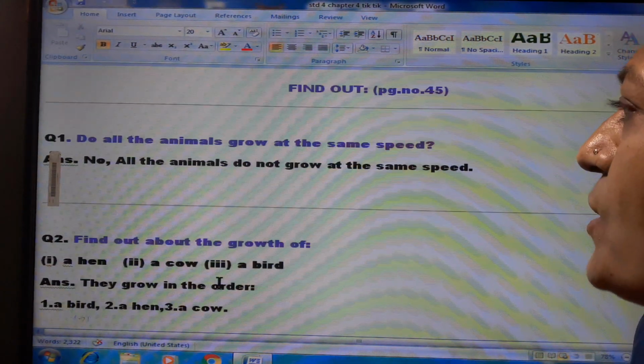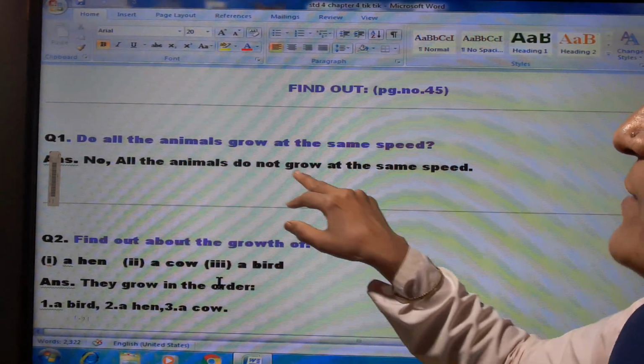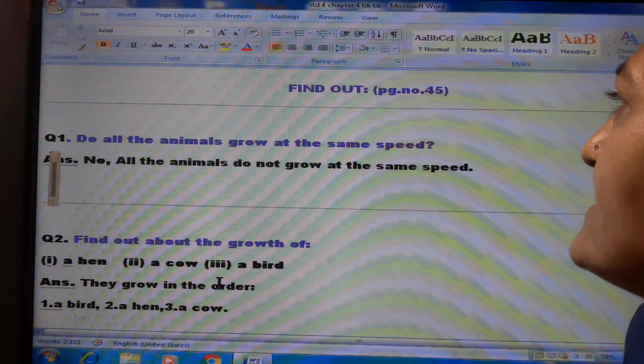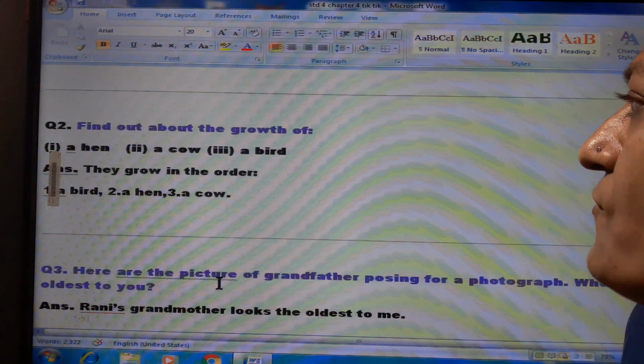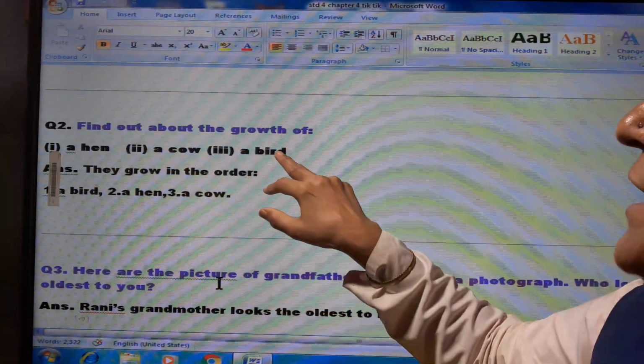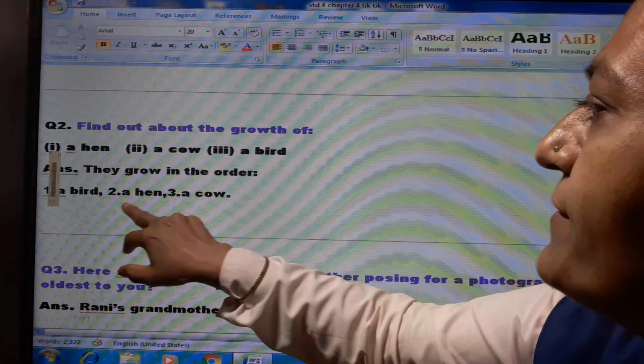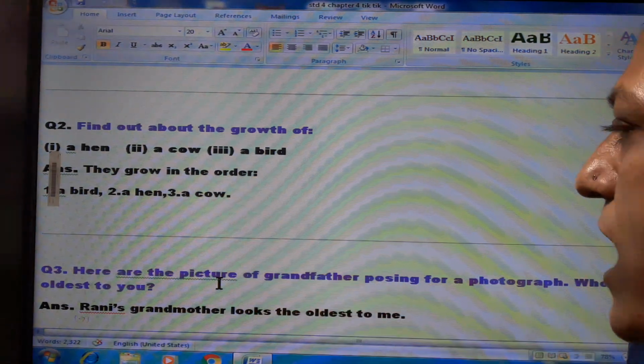Find out: do all the animals grow at the same speed? No, all the animals do not grow at the same speed. Find out about the growth of a hen, a cow, a bird. They grow in this order: first bird, a hen and then a cow.